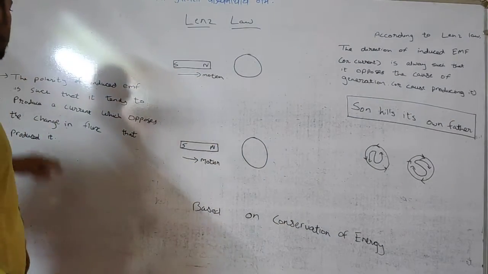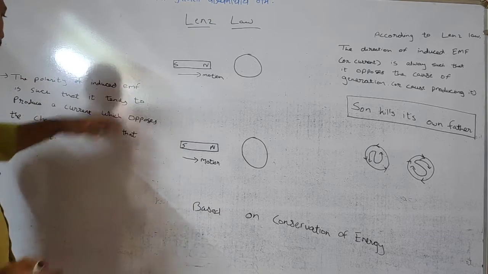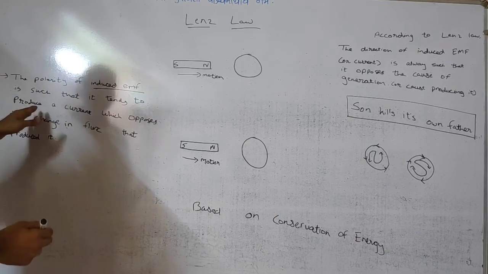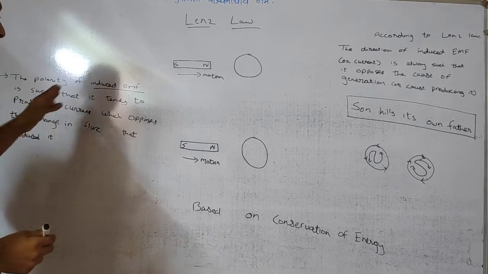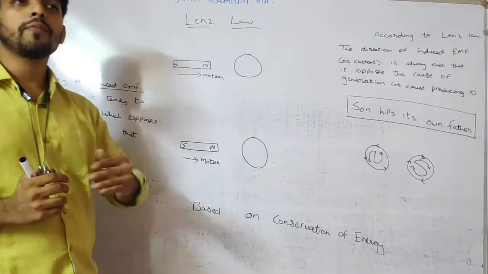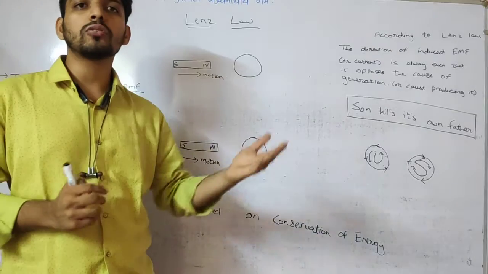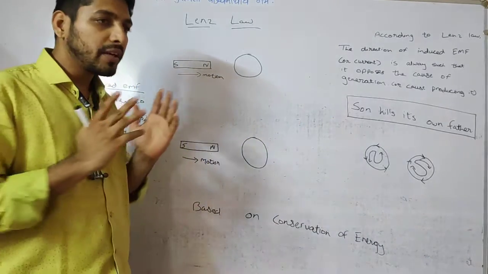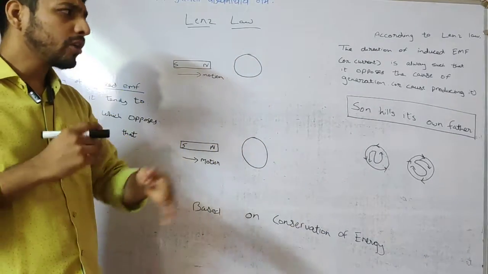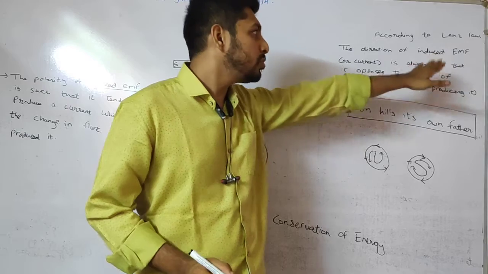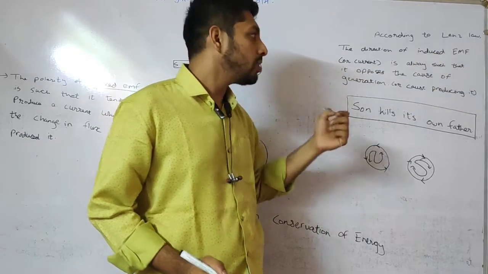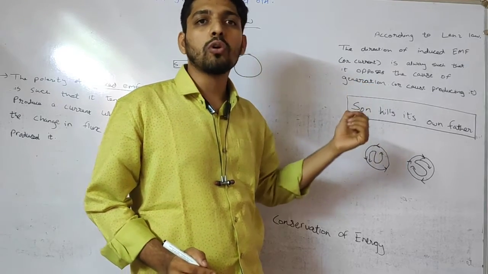First of all, I will read out the statement. The polarity of induced EMF is such that it tends to produce a current which opposes the change in flux that produced it. It means the direction of the induced EMF or current is opposite to what is producing it. If something is producing it, then the induced current or EMF tries to oppose it. Or in a simple way, the direction of induced EMF or current is always such that it opposes the cause that generates it.